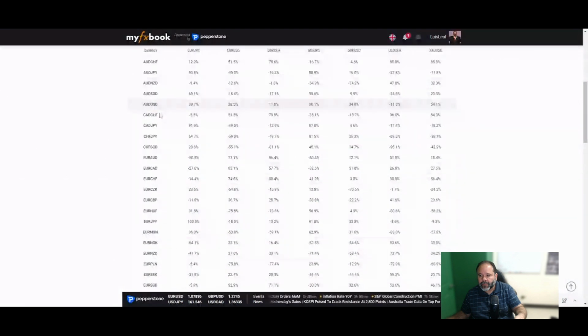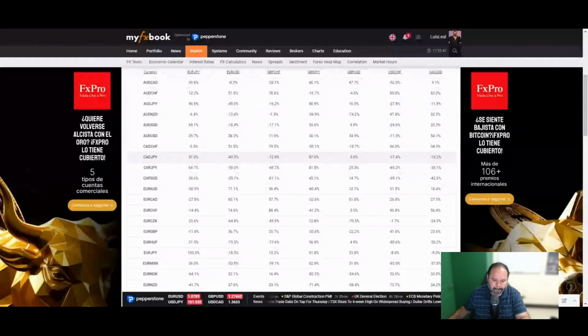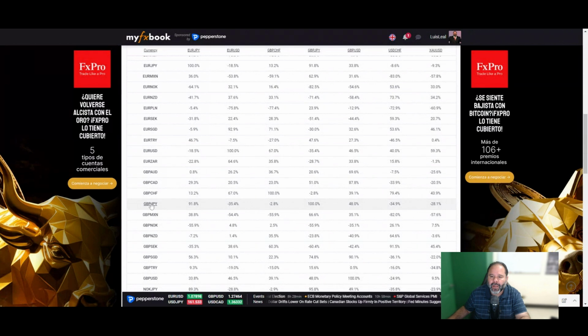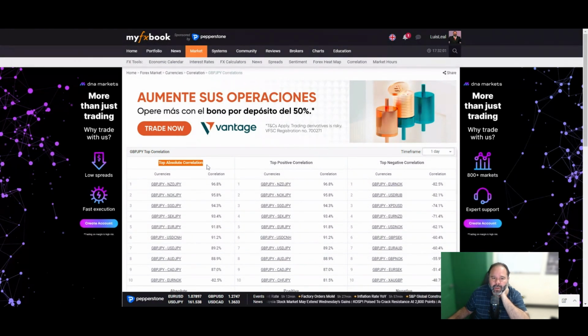If you scroll down to the left, you will see. Let's select one. For example, I know a lot of people like GBPJPY. I'm going to click on it. And now you can see right here, it says top absolute correlation. I do not trade anything unless it's above 90, and I prefer the ones that are 95 and above. So GBPJPY is correlated 96.8% with the NZDJPY, and also 95.8% with NOKJPY. Wow, and they're positively correlated.